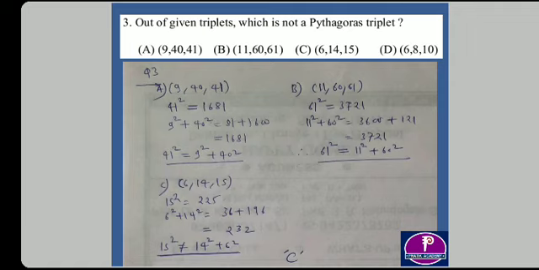Then, out of given triplet, which is not a Pythagoras triplet. So this is again similar to question 2. Here option C is coming.